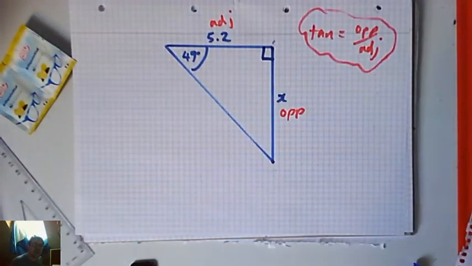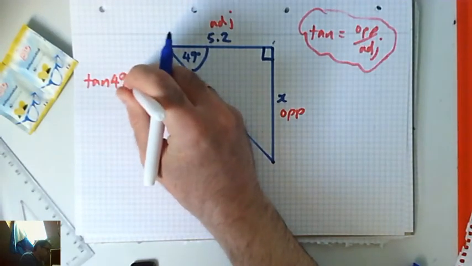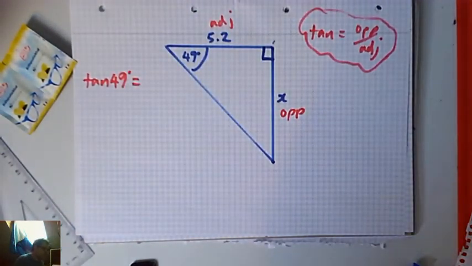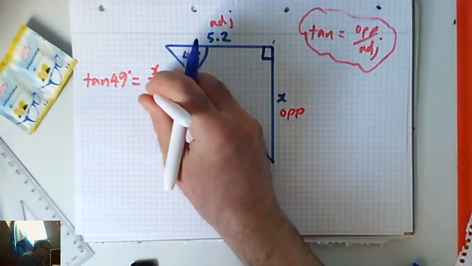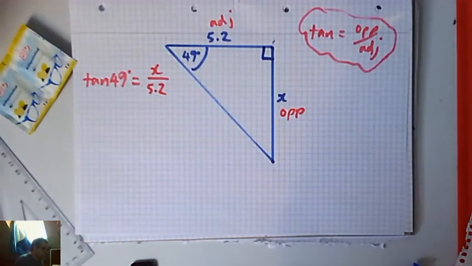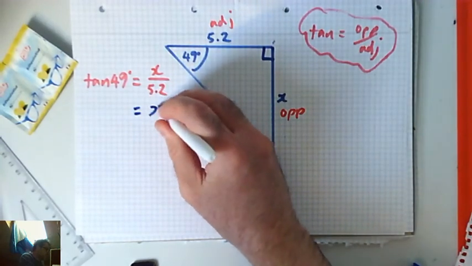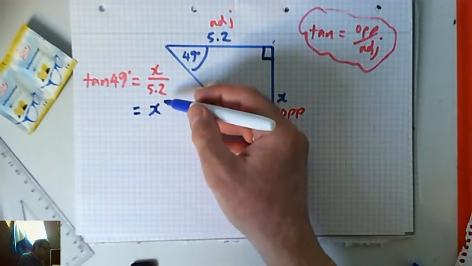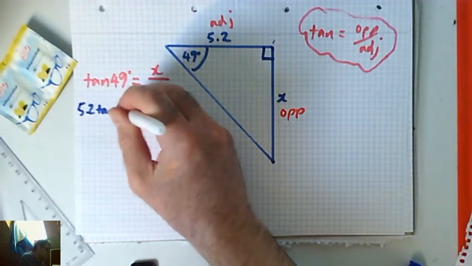And that's a little bit more space over here, I think. So putting in everything we know, tan of 49 degrees equals opposite over adjacent. That's x over, I'm a little bit surprised that the x isn't in the bottom in this question, but there we go, x over 5.2. So tan 49 equals x over 5.2. I'm going to multiply both sides by 5.2 to get rid of the fraction, giving me x on its own. So x equals 5.2 tan 49.